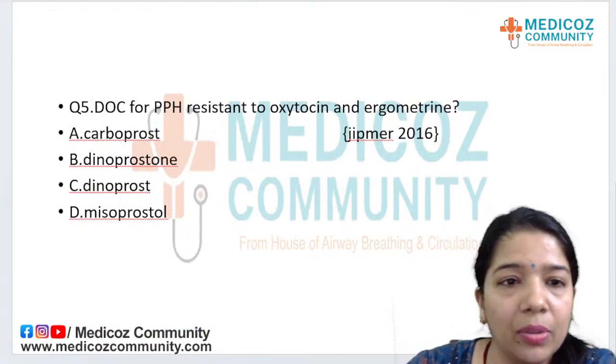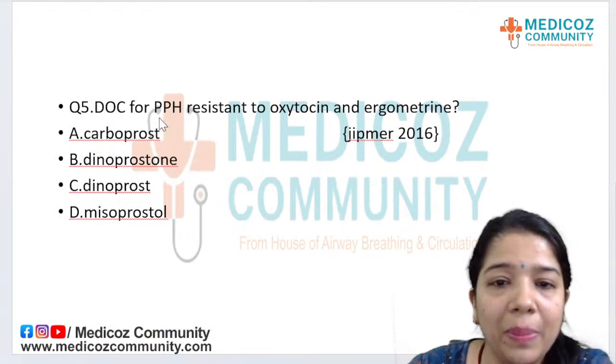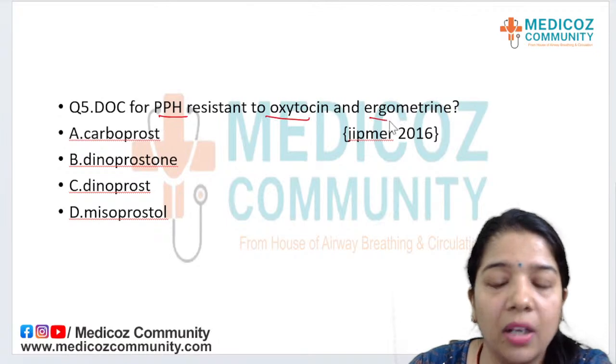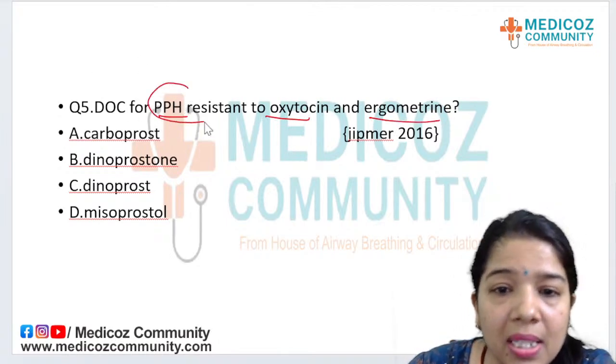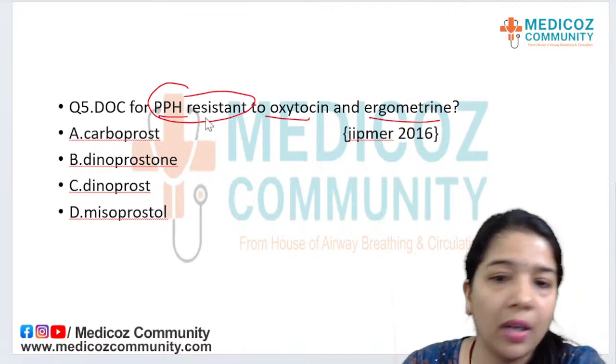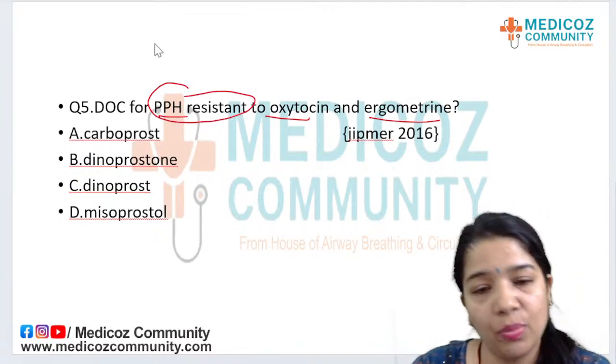Okay, now coming to the next question. Drug of choice for PPH which is resistant to oxytocin and ergometrin. Again a JIPMER question. Remember, the question is for resistant PPH, resistant to oxytocin and ergometrin. तो read the question properly.